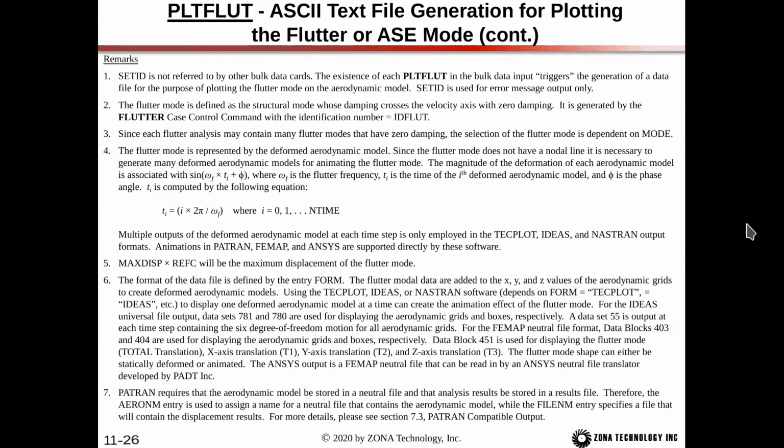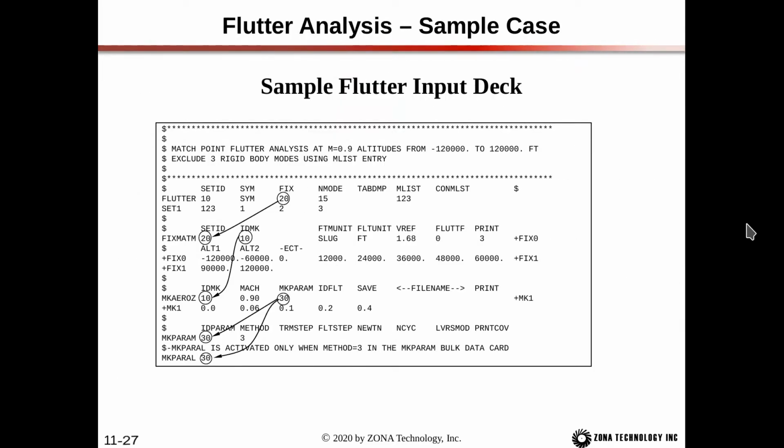Let's see, that's all we need for that card. Okay, so let's look at a sample Flutter input deck. This is a match point Flutter analysis at Mach 0.9, with altitudes ranging from minus 120,000 to positive 120,000 feet, and we're excluding the 3 rigid body modes. So our Flutter card is here.